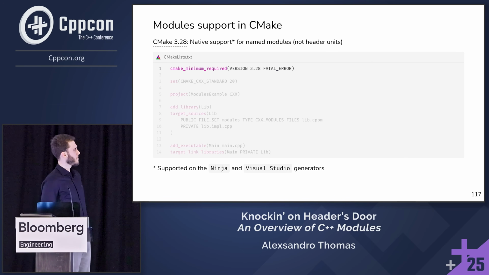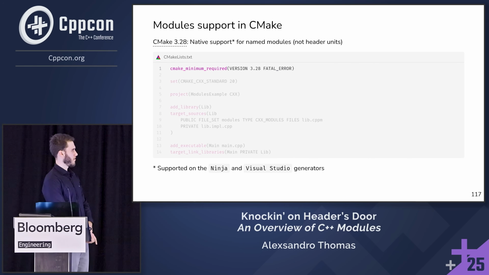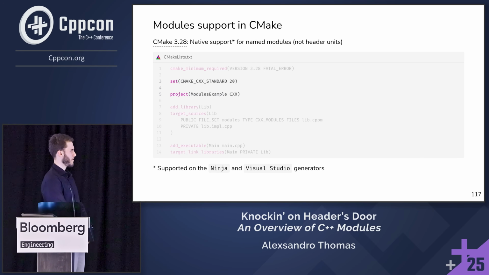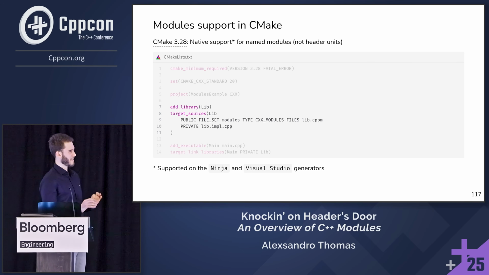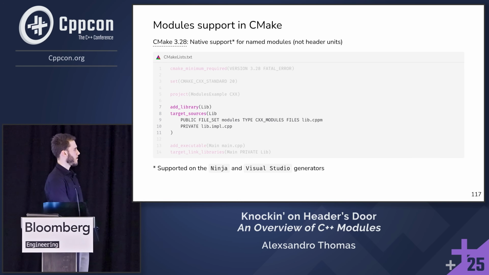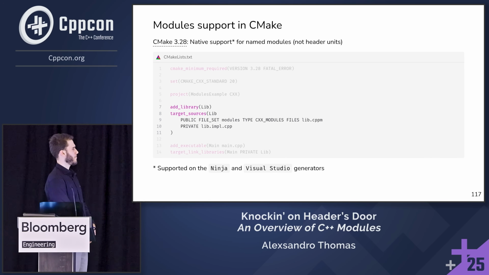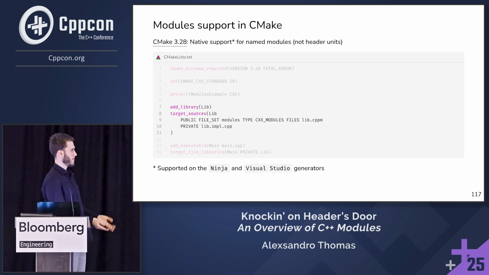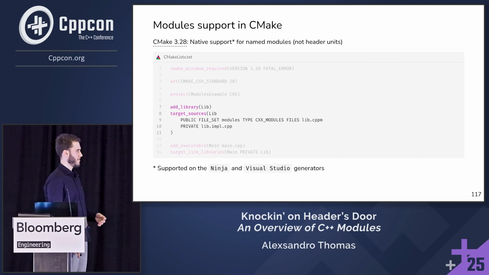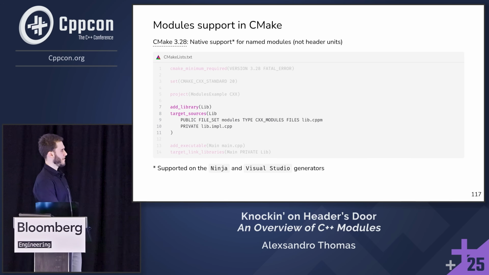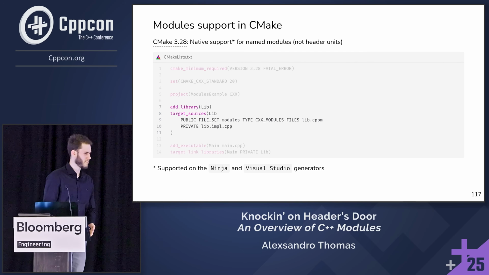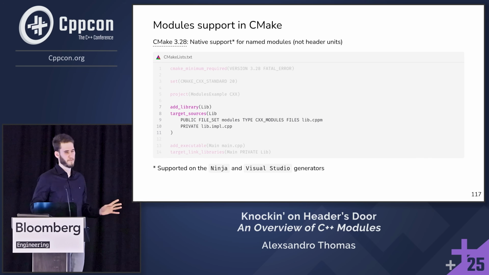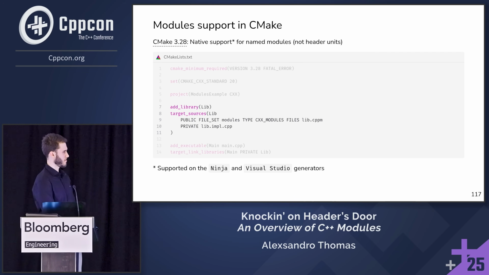So if you look at this file, the first thing you define is that you need the version 3.28. You define the standard version that you need, and of course you need at least 20 to be able to use modules. And when you add the library, you need to get used to this bit of an arcane syntax to define what you want to export from that. But you can basically say that you have this file set of type C++ modules that has this lib.cppm file, and also you have your implementation file. So you just specify the sources in a different format than what you normally do with a CMake program, but that's just the new syntax.